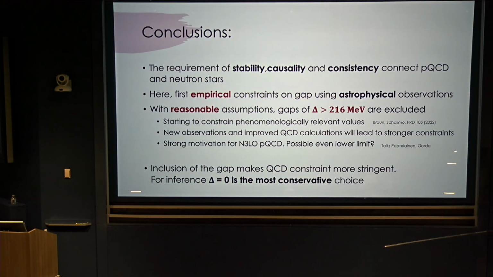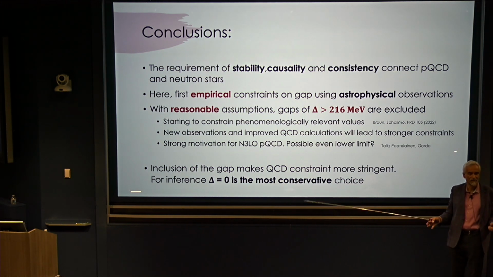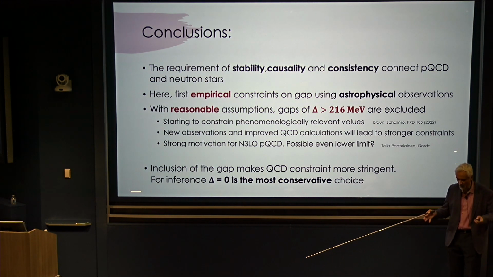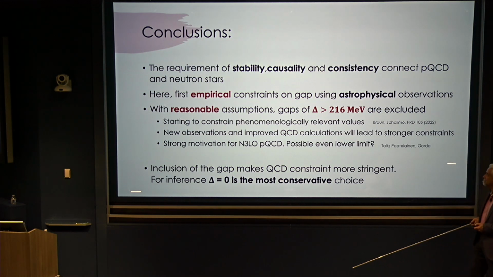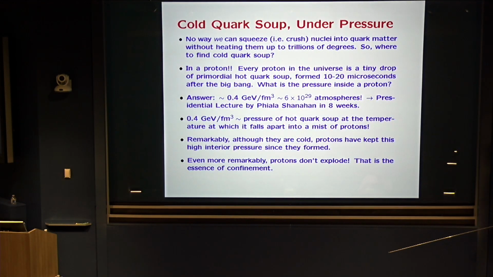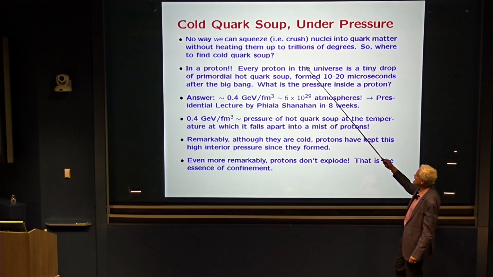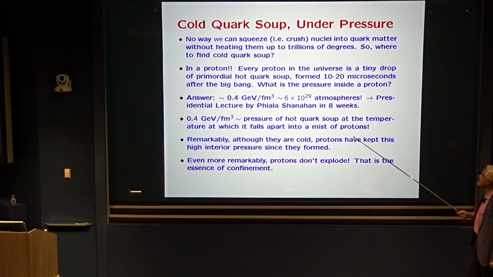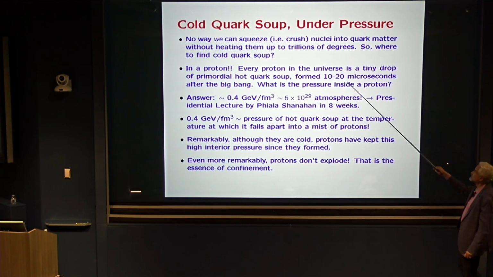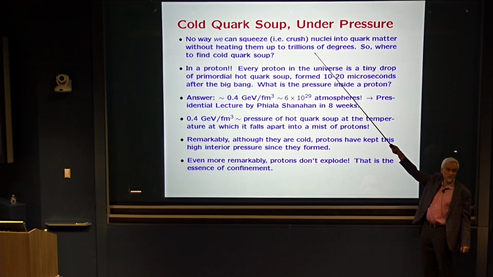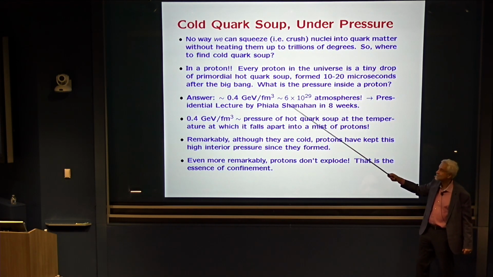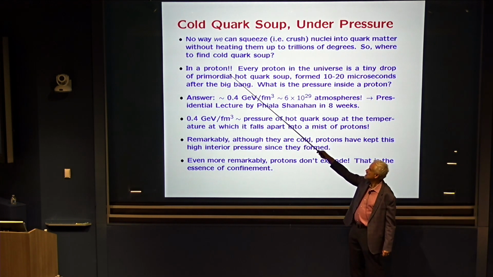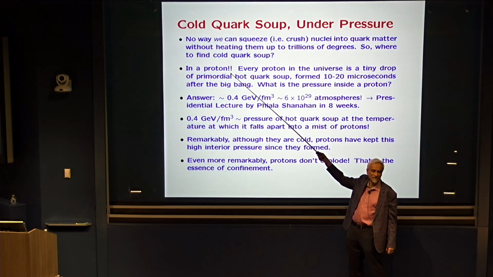And so it's a completely different way of probing quark soup, in this case cold quark soup. It's matter under pressure, which doesn't explode. But is there any other way of getting matter under pressure that doesn't explode? There's no other way of squeezing quarks to these high pressures, is there? But there is. A proton itself.